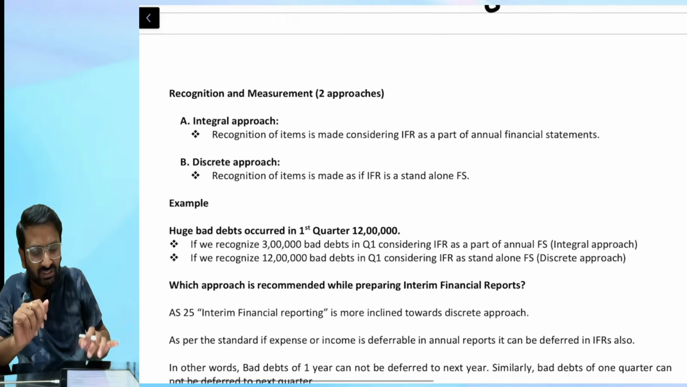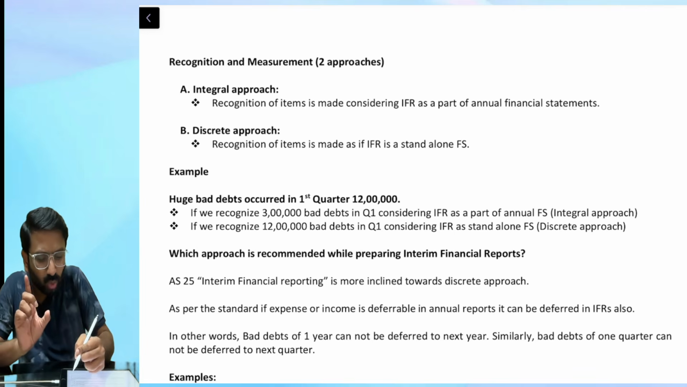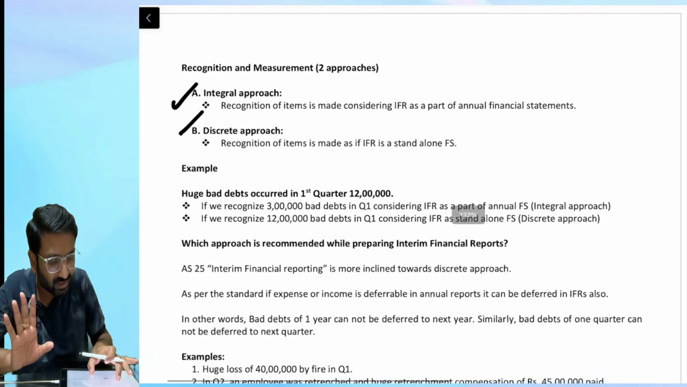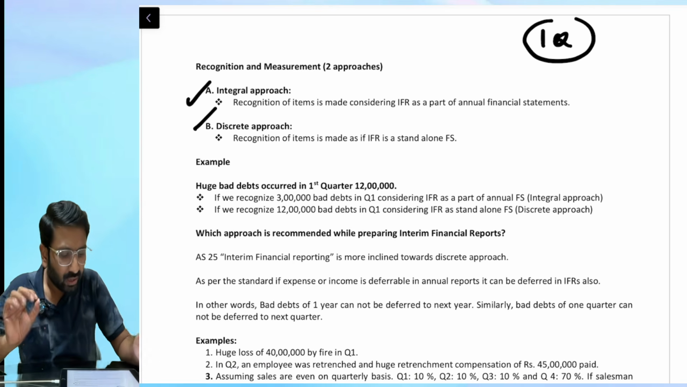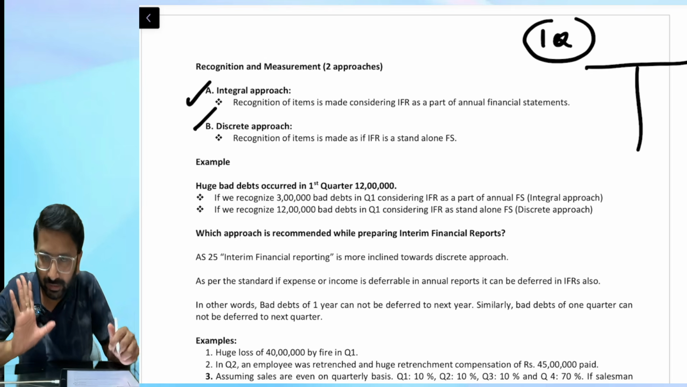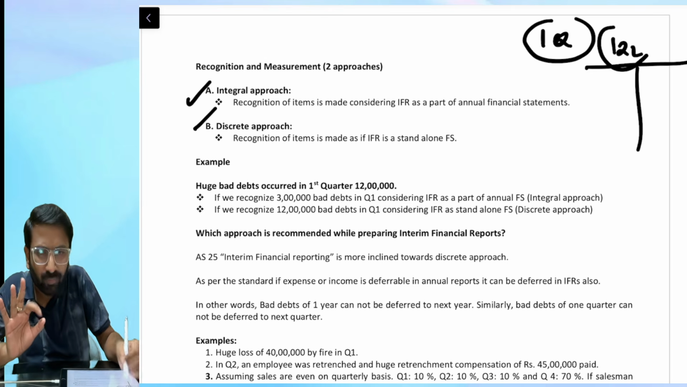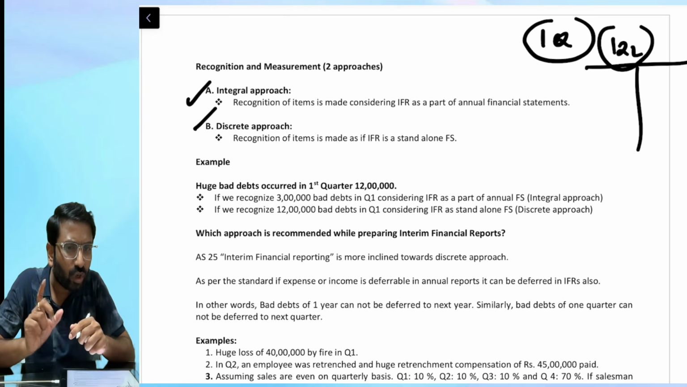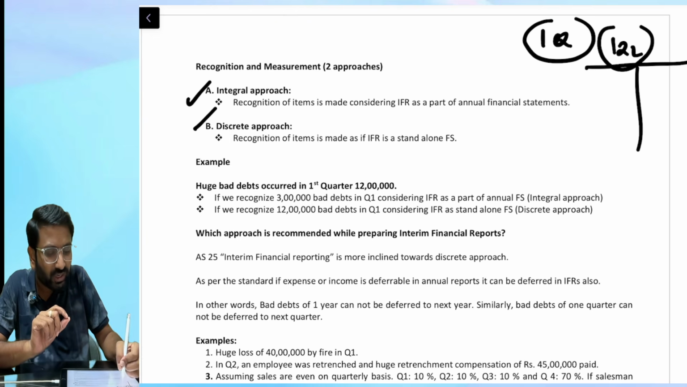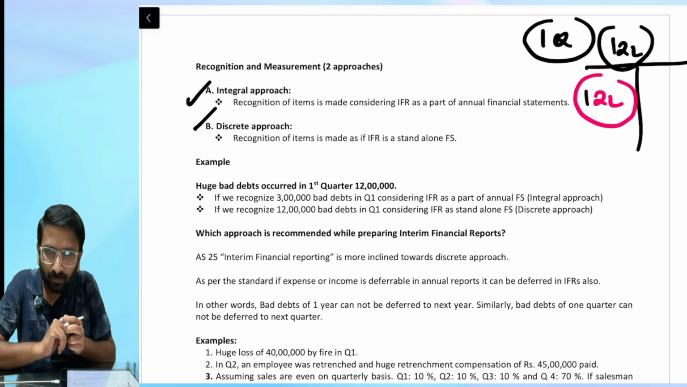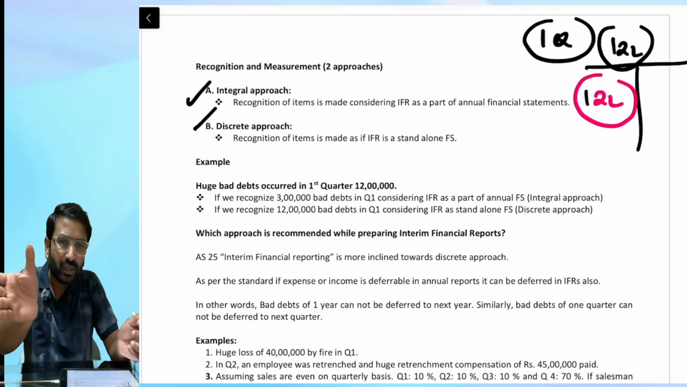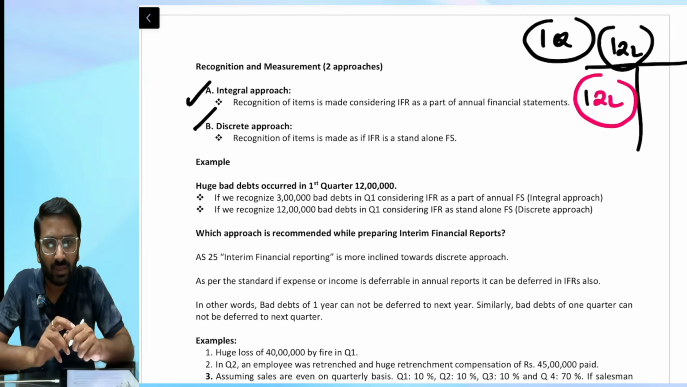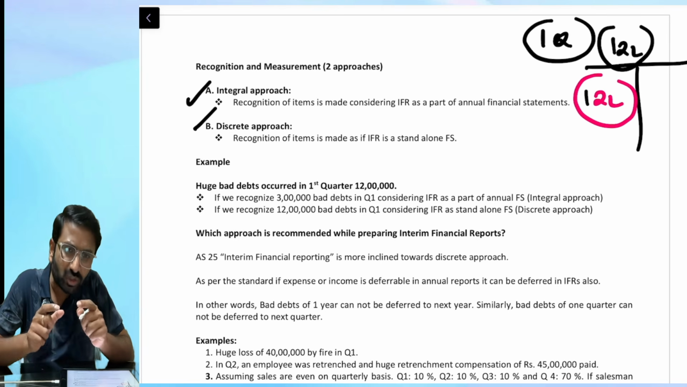Now, when you are doing recognition and measurement, there are two different approaches available. Let's take an example. Let's say you are preparing accounts for quarter number 1, the first quarter. During the first quarter, let's say we have a bad debt of 12 lakh rupees. Now, my question is, in the first quarter, when you're preparing the profit and loss account, will you recognize the entire 12 lakh rupee bad debt, or will you spread that 12 lakhs over all the 4 quarters? It's like 3 lakh rupees, 3 lakh, 3 lakh, 3 lakh. So should I book the entire bad debt in the first quarter only, or should I spread it over 4 quarters, 3, 3, 3, 3?